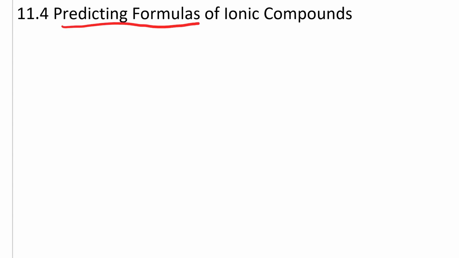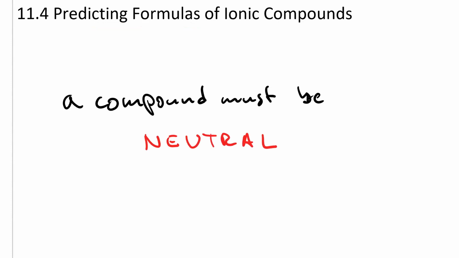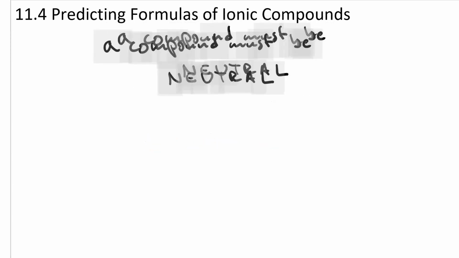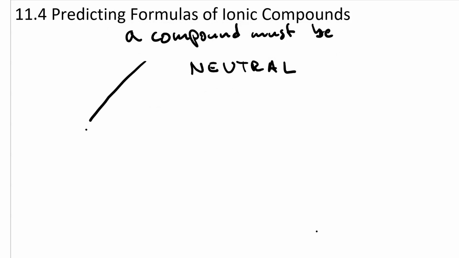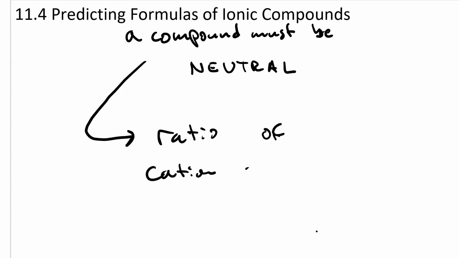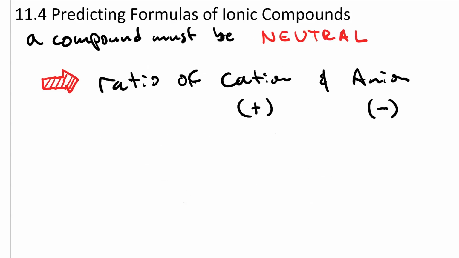Predicting the formulas of ionic compounds. The guiding principle here is that a compound must be electrically neutral, having no negative or positive charge. For a compound to be neutral, it must have the correct ratio of ions. And remember, the cation supplies positive charge, the anion supplies negative charge. This ratio is achieved through the subscripts in the chemical formula.